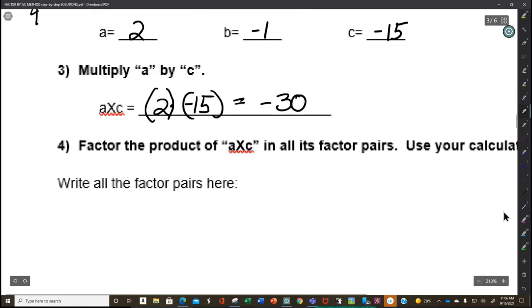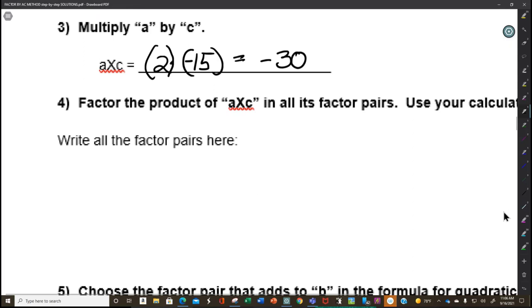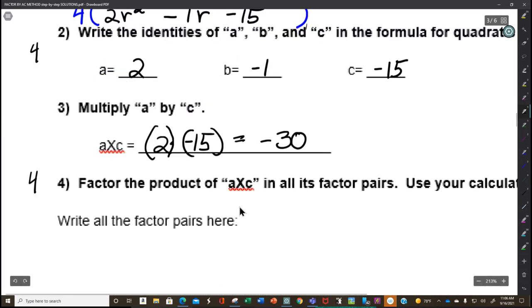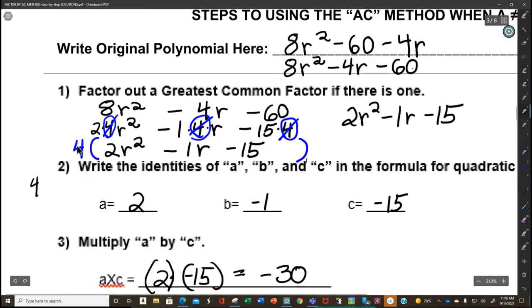So now I factor negative 30 into all of its factor pairs. I'll show you a trick I use to make this a little bit easier. First, I ignore the minus sign. Now this is dangerous. I'm going to write another 4 out here because I love to forget the 4. It's so easy to forget by the time you're done.